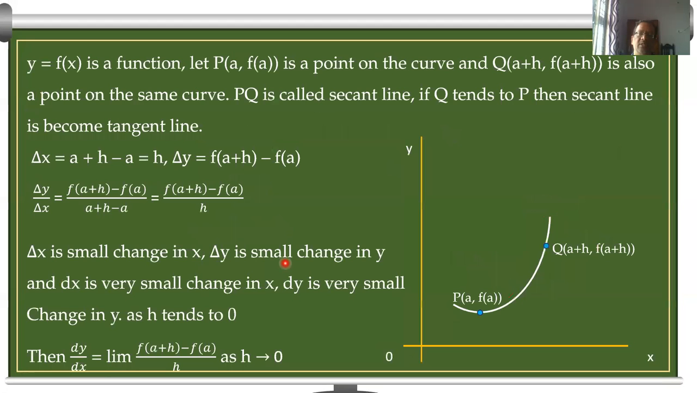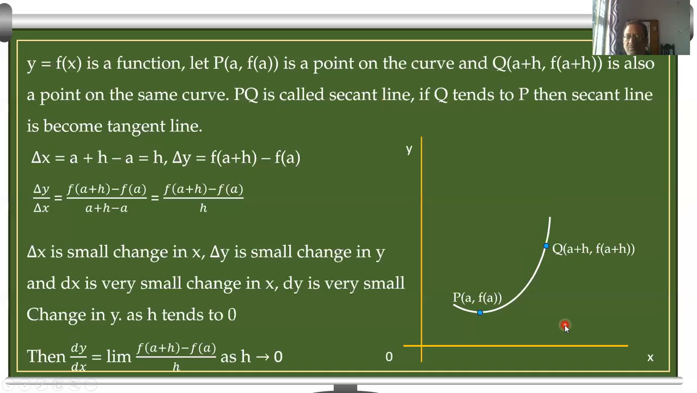Next I am taking one more condition on this derivative. y equals f of x is a function, it is a curve. Capital P, (a, f of a), is a point on the curve. At some distance of h units, I am taking an increment h on this curve. Q, (a plus h, f of a plus h), is also a point on the same curve.